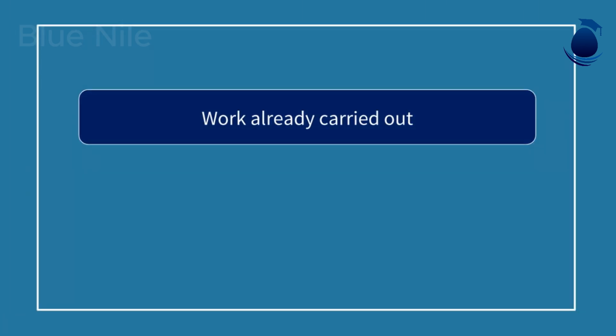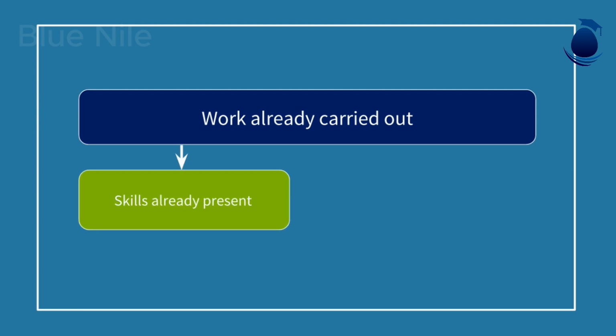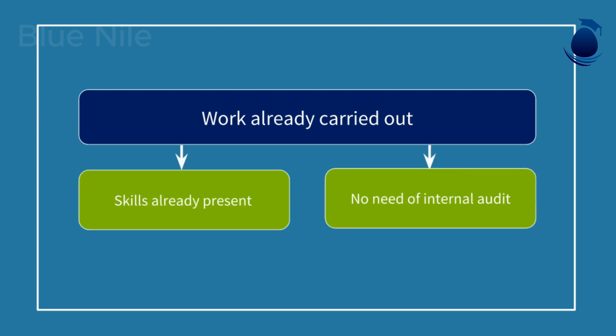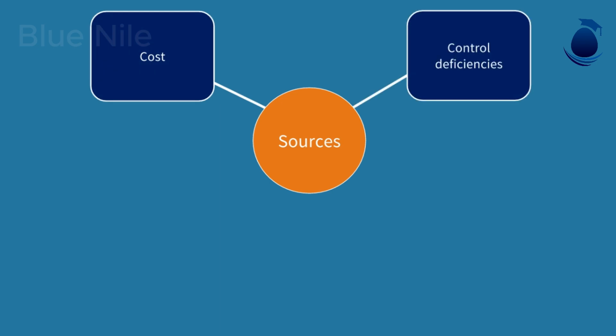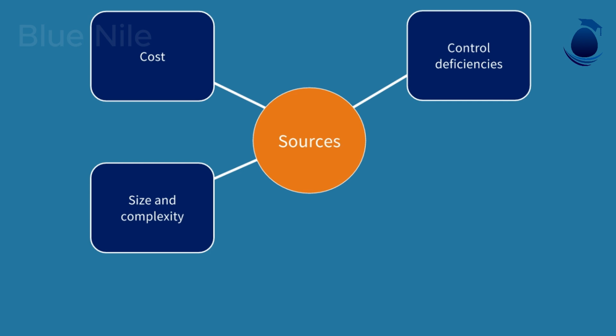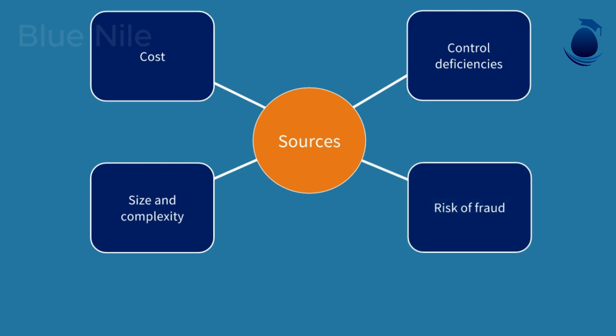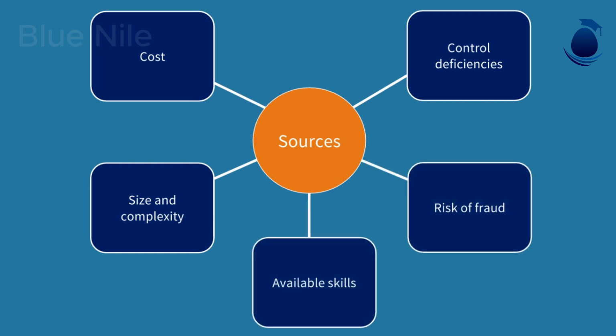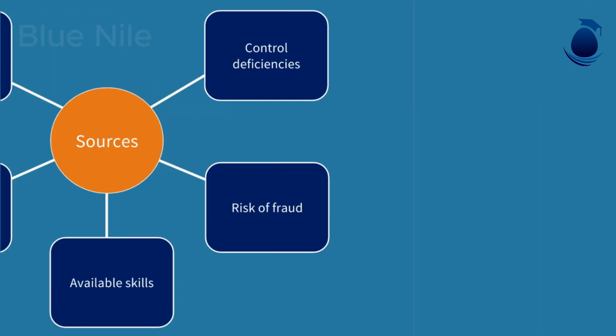Finally, for our 5th point, we could mention whether there is some of this work already being carried out within the company. If there are skills available within the current workforce, it may not be necessary to set up an internal audit department. And so, the 5 factors to consider are cost, whether control deficiencies need attention, size and complexity of the organization, the risk of fraud, and where the skills are already present to do the work.